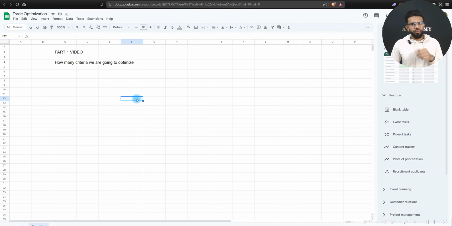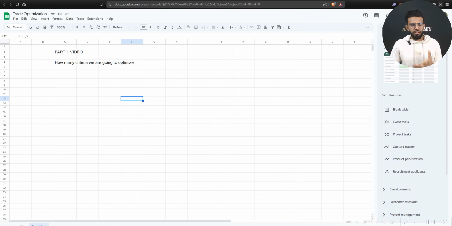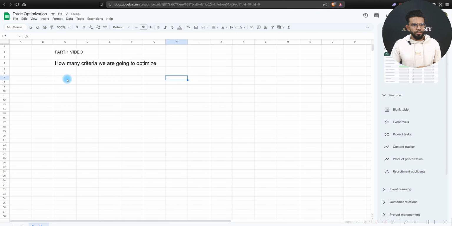For that, you need to track your tracker first. You need to have a tracker like this. You need to record your trades. Then only you know what trades you are taking. Okay, how are we going to optimize? I'm going to show you something. Okay, first we took all the trades, right? There's a few things you need to do. So this is going to be part one.